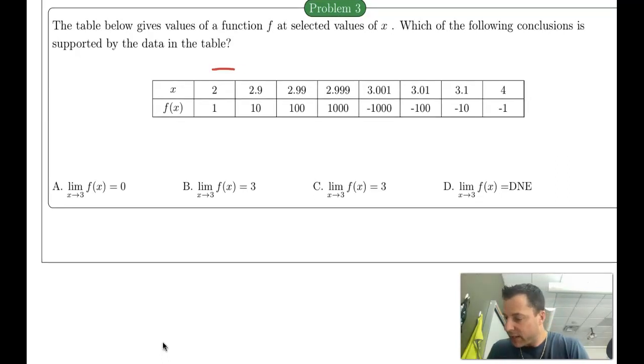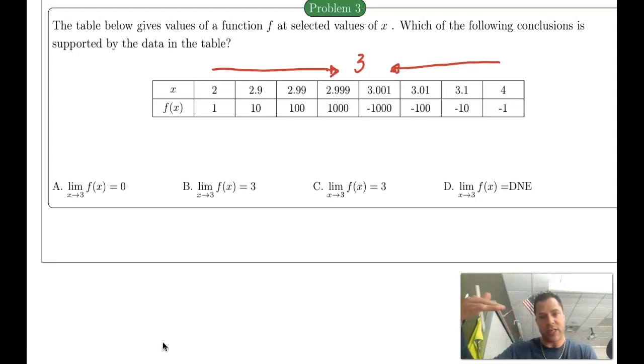As I'm cruising this way from the left, I'm getting really close to the value of 3, 2.9, 2.99. And from the right, I'm also approaching 3. See how the numbers are getting closer to 3? So the conclusion they want us to look at is, what's going on with your f of x values, your y values? As I get towards the middle, they're the same number, just opposite signs. So from the left and from the right, our limits don't match.